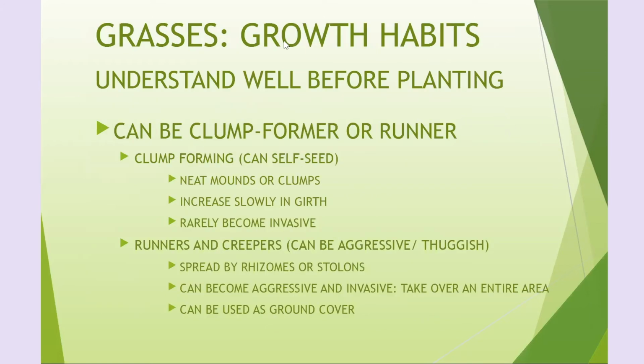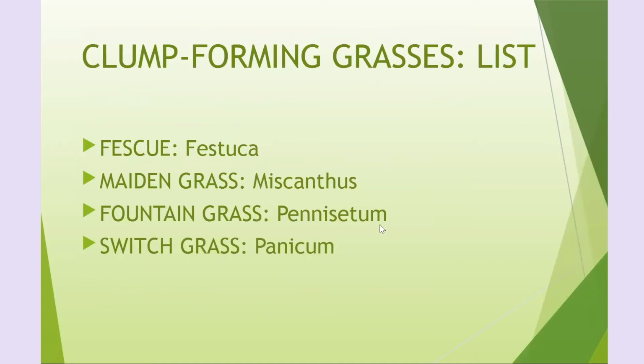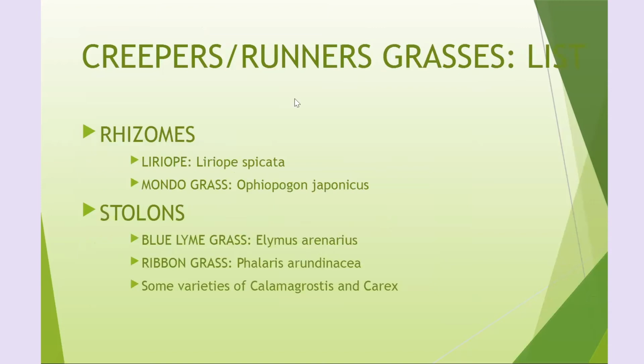The other thing that you need to know is, is it a clump former or a runner and creeper? According to Ondra, these are her pictures. Clump forming stays there, but this does not mean that they do not self-seed. The oat grasses self-seed like crazy. So be careful, but these at least will not spread by stolons, which are above ground, or by rhizomes, which are below ground. Clump-forming grasses, here's a list, and creepers and running grasses, here's a list.